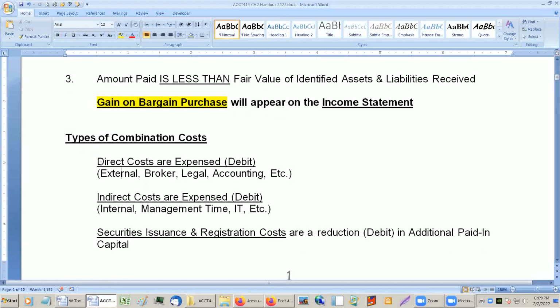Types of combinations: direct costs are expensed. Broker's fees, legal, all that kind of stuff, we expense them. Indirect costs are expensed. The only costs that we do anything special with are the securities issuance, regulation and registration costs, which are a reduction of the additional paid in capital if you are using stock. I should put that in there.